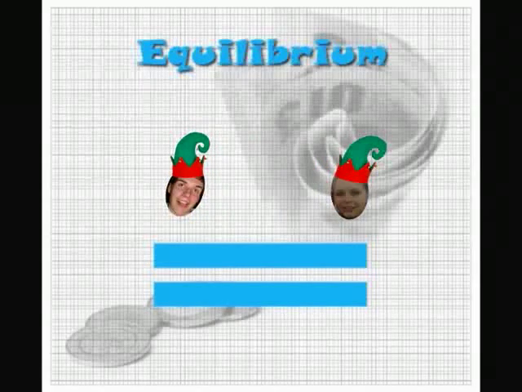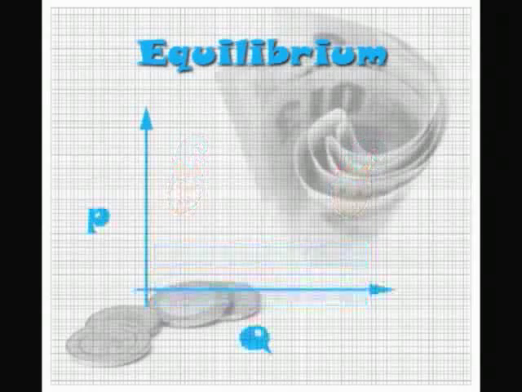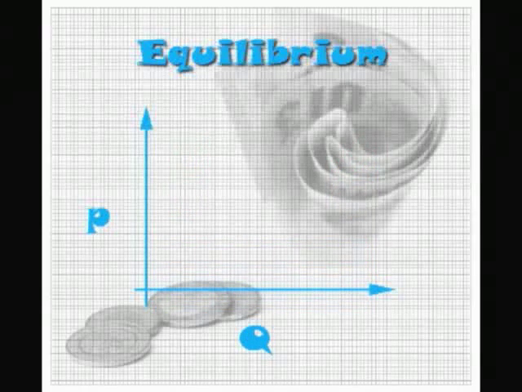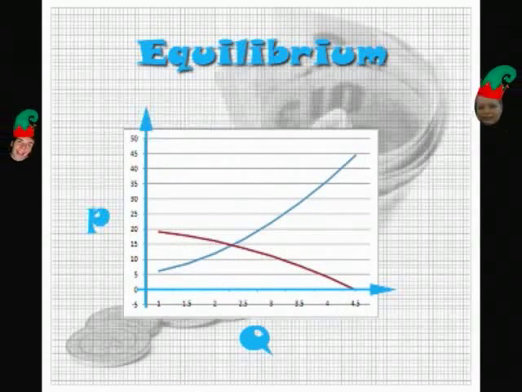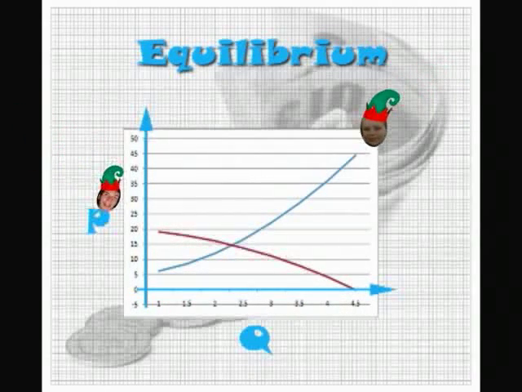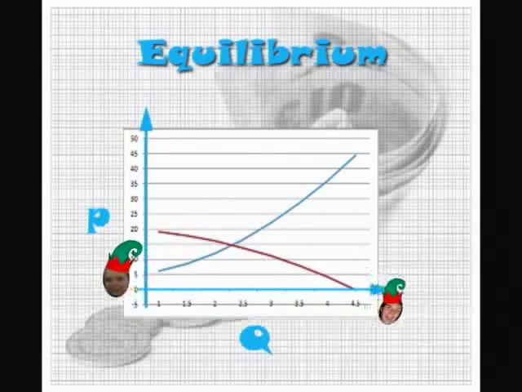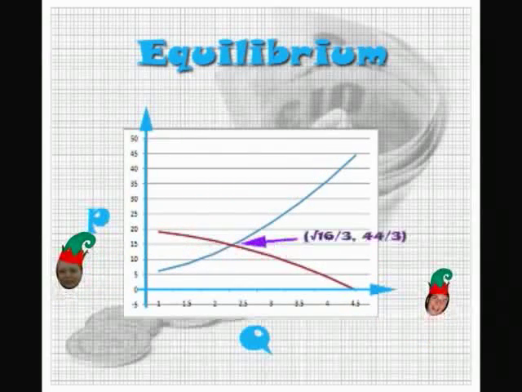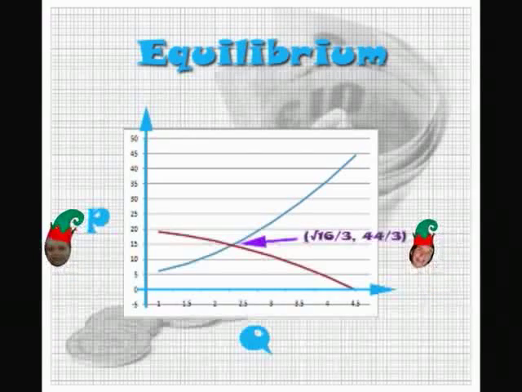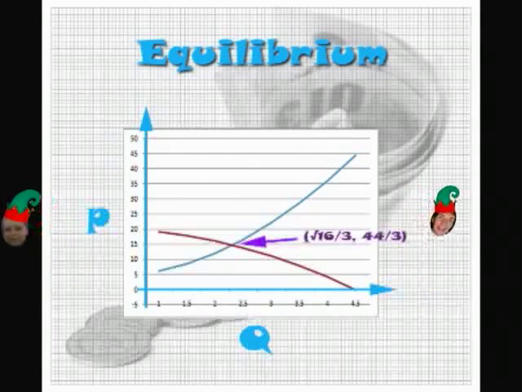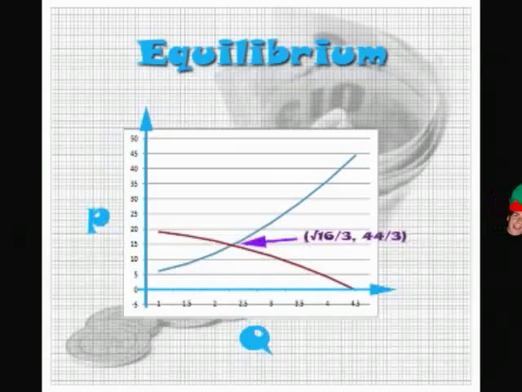We can either find the equilibrium algebraically or graphically, i.e. find the intersection between both functions on a graph. Using our two examples, supply equals 2Q squared plus 4 and demand equals 20 minus Q squared. The graph shows equilibrium at the point Q equals square root of 16 over 3, P equals 44 over 3. This means that when the price is 44 over 3, the quantity produced is equal to the quantity demanded, and the market clears.